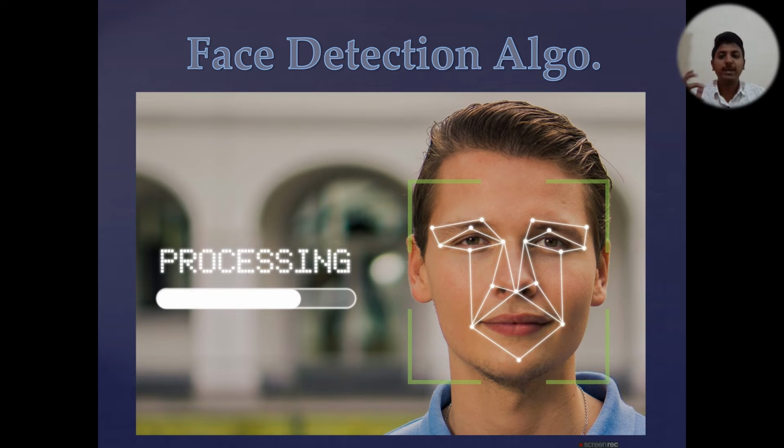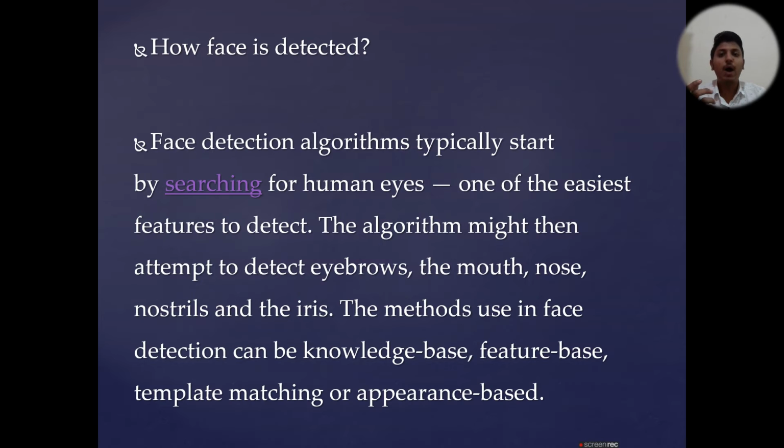Now moving to the next slide, we can see the face detection algorithm. Our system, or our application which we have created, is used to detect the algorithm of the face, that means the eyes, the nose, the mouth, and the face angle of a person. Now, how is the face detected? Face detection algorithms typically start by searching for human eyes, one of the easiest features to detect. The algorithm might then attempt to detect eyebrows, the mouth, nose, nostrils, and the iris.